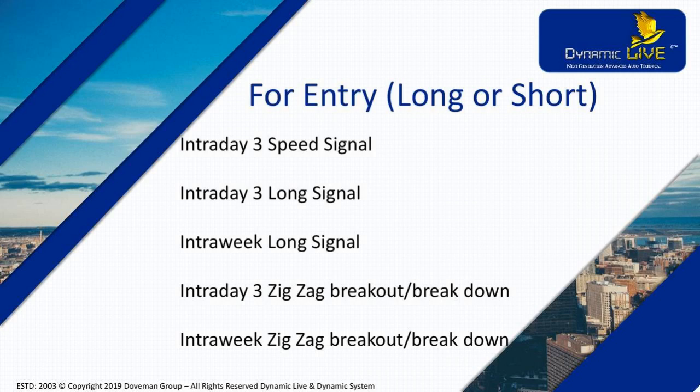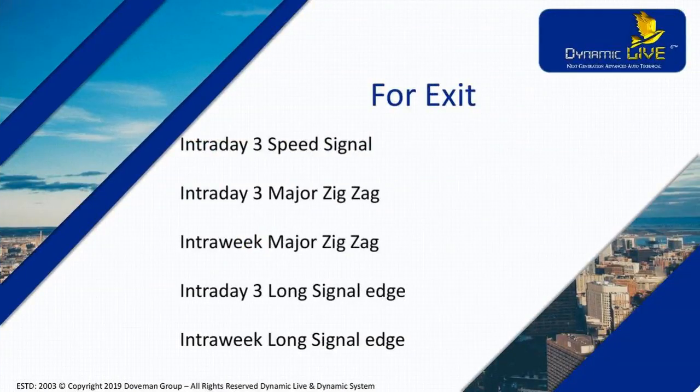Similarly, we have these for exit. These are all the multiple signals. Once again, the intraday 3 speed signal, the major zigzag, the long signal edge points, and so on. But you must be wondering, do I have to learn all these things one by one? There are so many signals. It looks like it is tough. But as I told you, you don't have to do all these things. It is for the intelligence to identify the different market conditions and tell you the right entry and right exit.